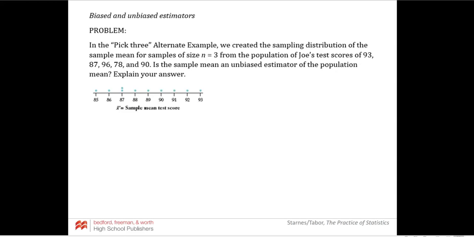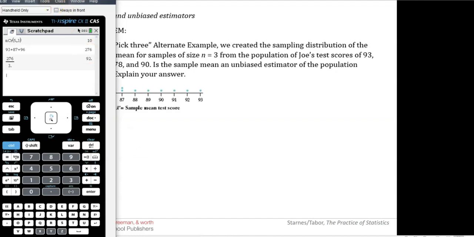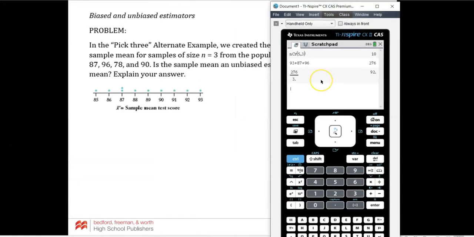Okay, in the pick 3 example, we create a sample distribution of sample mean for size n equals 3 and so forth. Is a sample mean an unbiased estimator of the population mean? I think so. You could actually add those up. So you could add up, let me see, 85 plus 86 plus 87 plus, there's another 87, plus 88 plus 89. So divide by 1, 2, 3, 4, 5, 6. Should have done that, but 10.